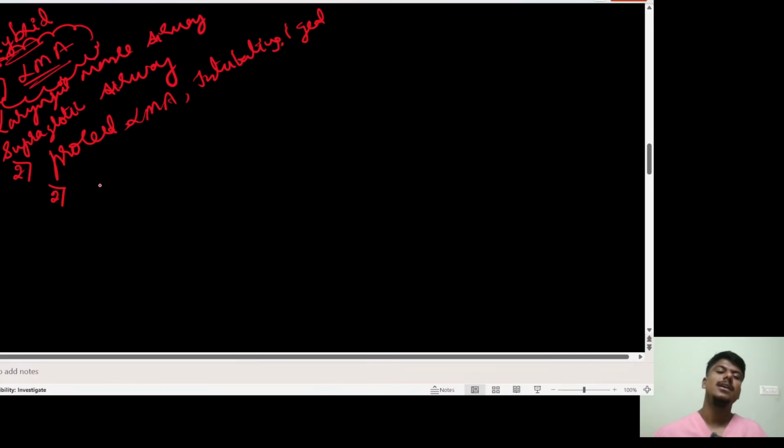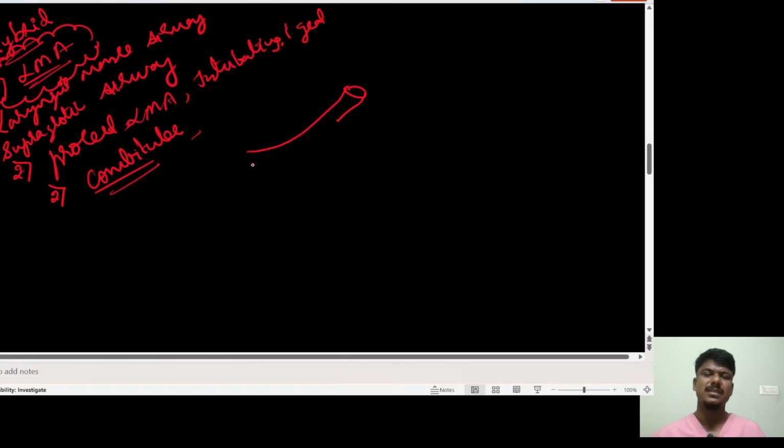And next, the Combitube. The name itself shows that it has two tubes.